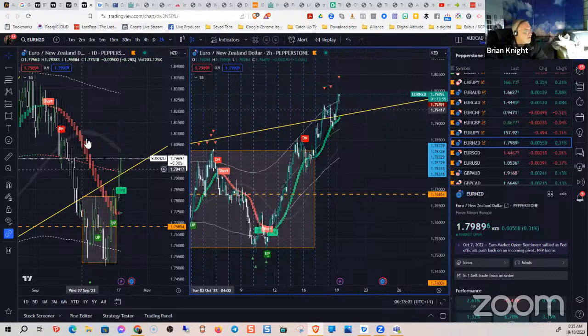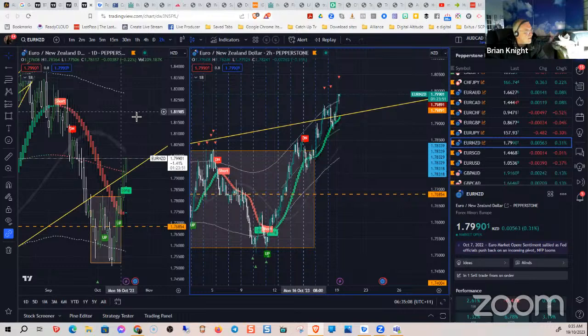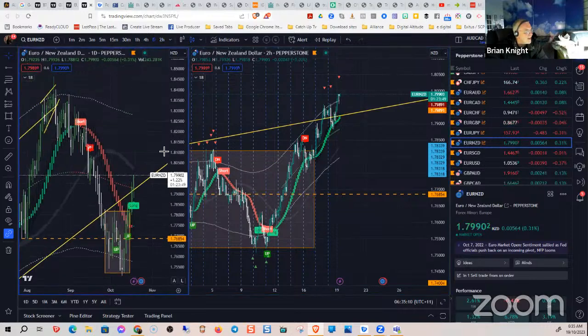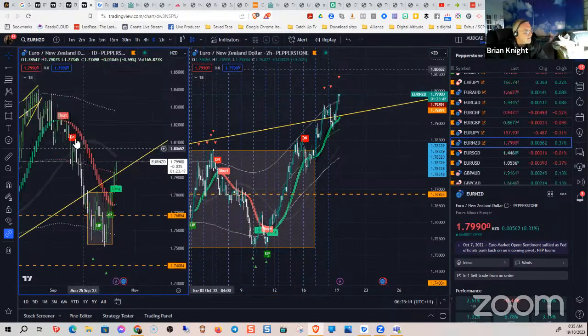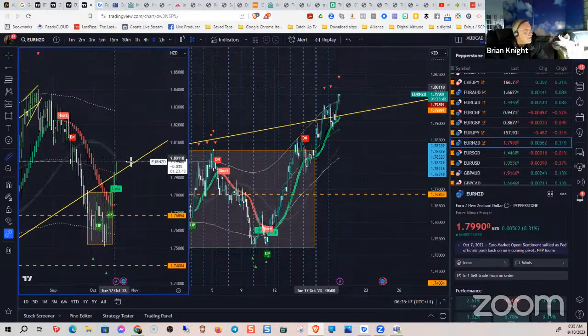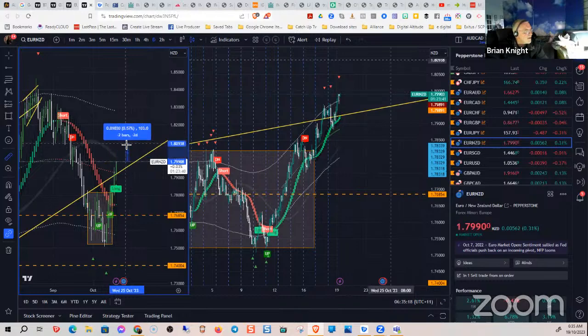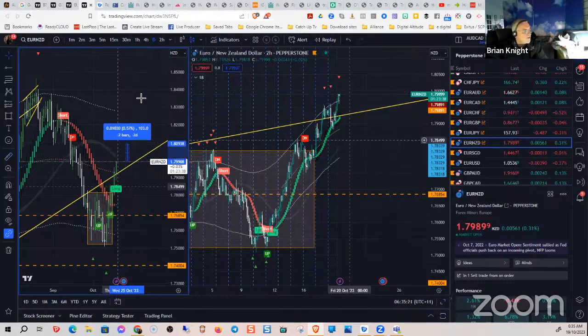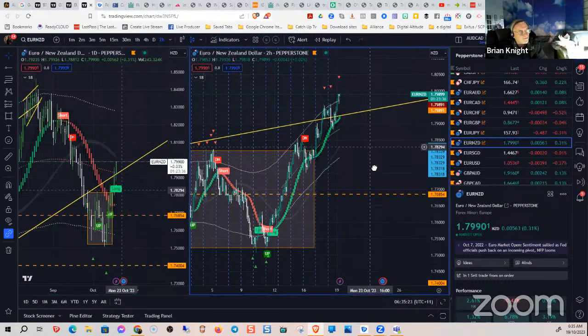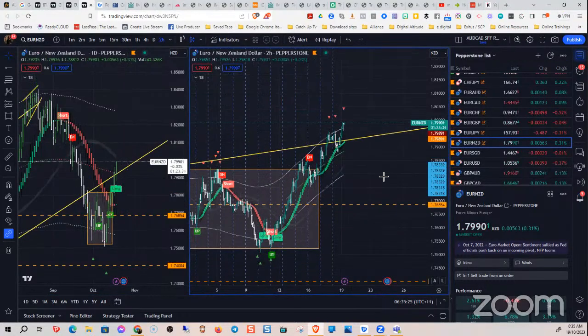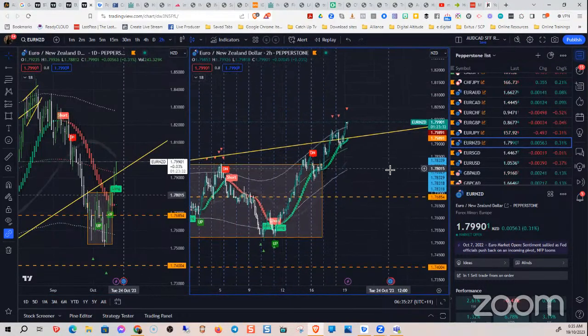So it may go further though, Tom. There's definitely some more imbalance over here on the daily, like over in here. I reckon it's got, what's it got from there? It's got another 100 pips it could go. Oh, sure. I'm just looking for a pullback. Yeah.